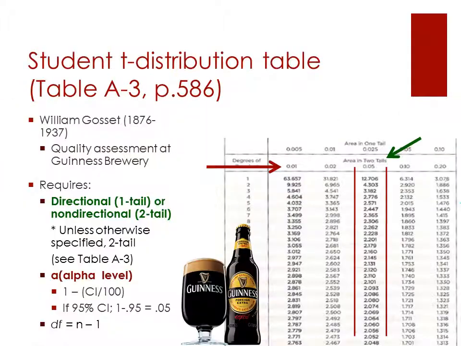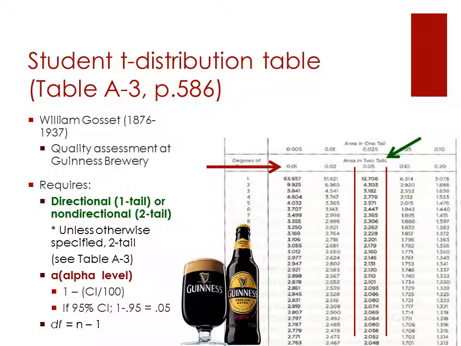Okay, so let's go back here to our t-distribution table. Here we're going to look at this with the area in the 2 tails, since that's the most common we'll be looking at, especially if we're doing a confidence interval. You've got to have a value on both sides. Now the next thing we need is the alpha level.